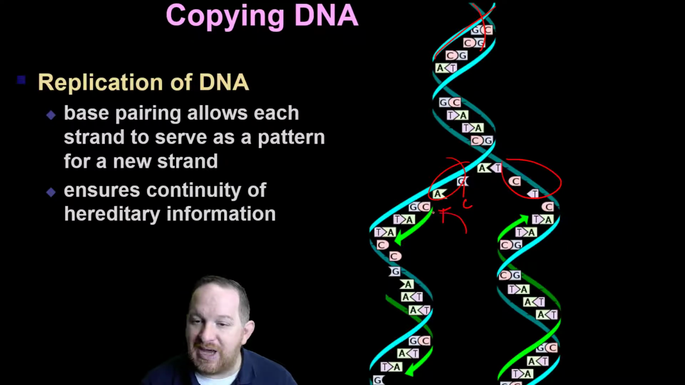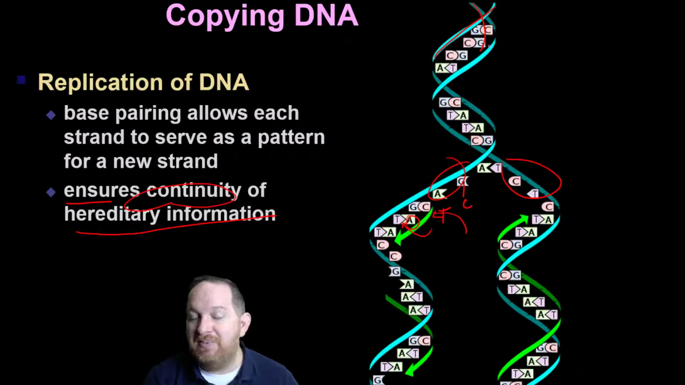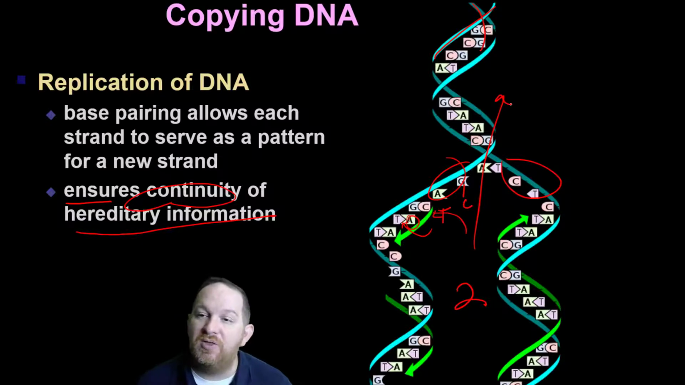So the new nucleotide, cytosine, is going to bind where there's an open guanine. Adenine is going to bind where there's an open thymine. So basically, once this opens up, the new nucleotides just come in and bind where there's an open spot. Replication this way ensures that hereditary information is continuous, meaning that basically you get two strands that are identical in a way to the original parent strand.